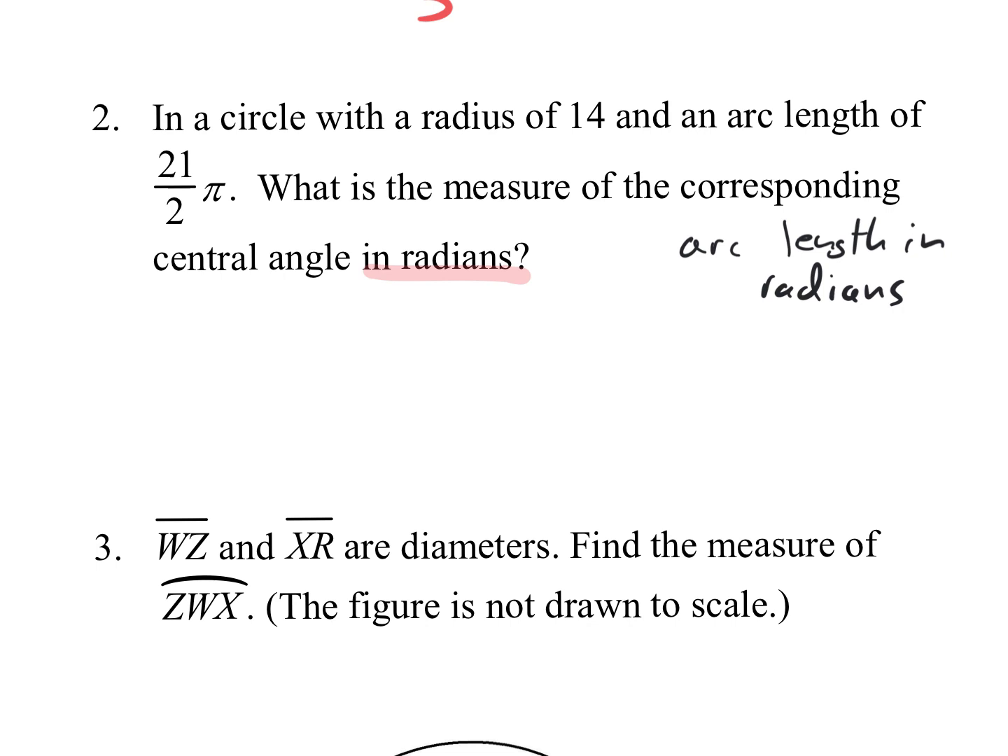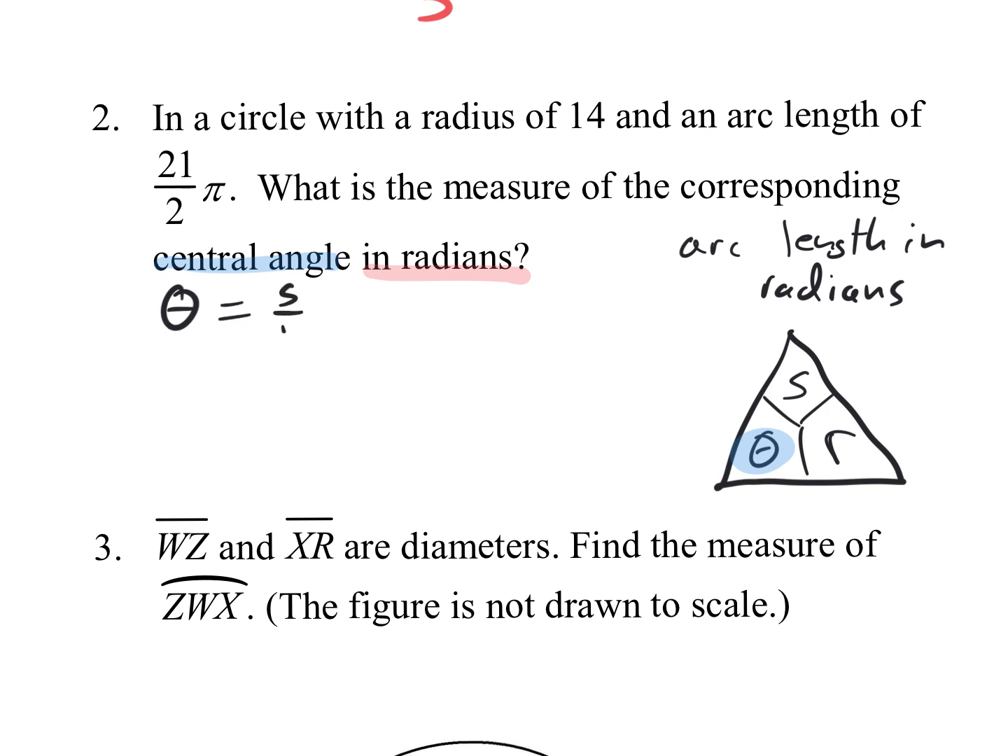Well, I gave you the flux capacitor for this, okay? Looks like this, where theta is your central angle, S is your arc length, and R is your radius. What do they want? What's the measure of the corresponding central angle? They want the central angle. If I was to cover this up, I'd have S over R. So my formula is simply theta equals S over R. S here is 21 pi halves, and the R is 14.